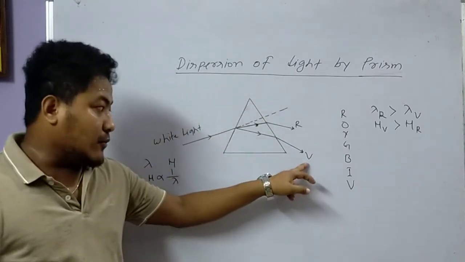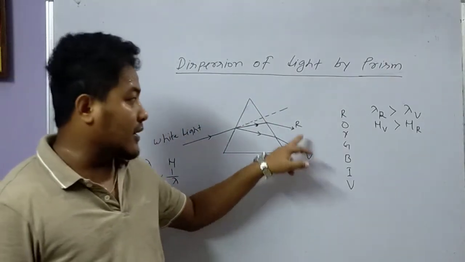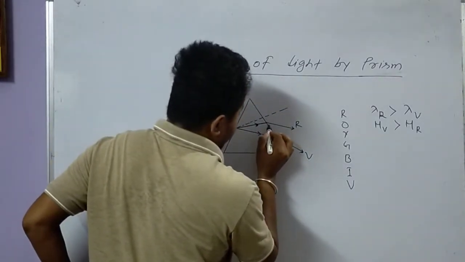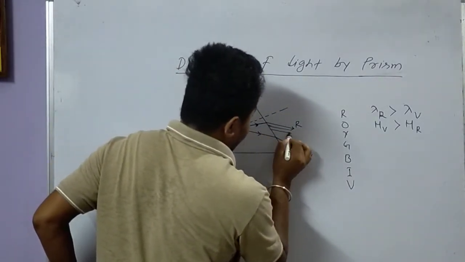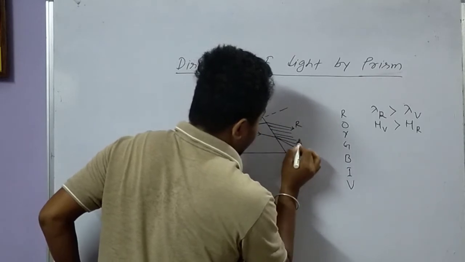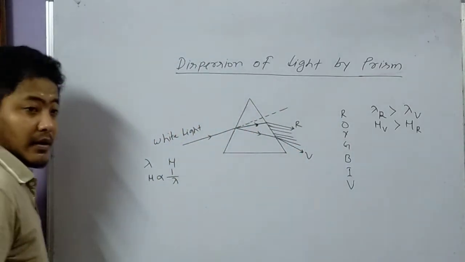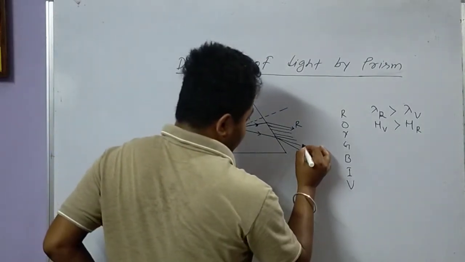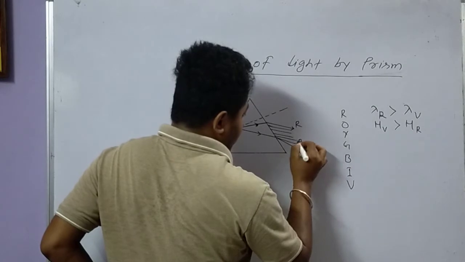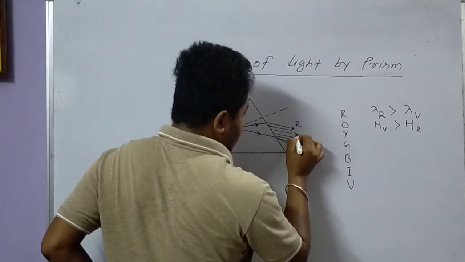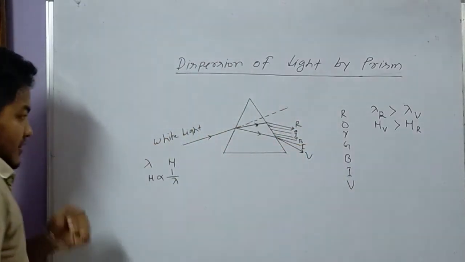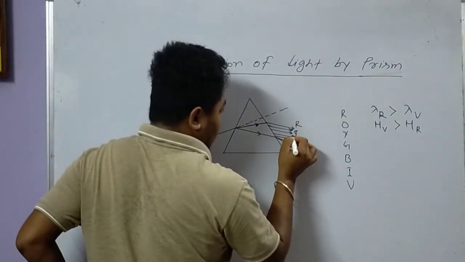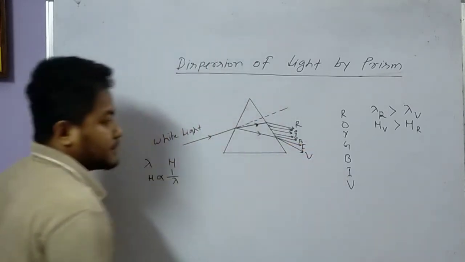So violet color will be at the bottom and red color will be at the top. In between them, like that, will be the required remaining 5 colors. So if I name them, this is going to be your indigo, this is going to be your blue, this is going to be your green, this is yellow, this is orange color. Understand? So that is what happens once a white ray of light is incident on a prism.